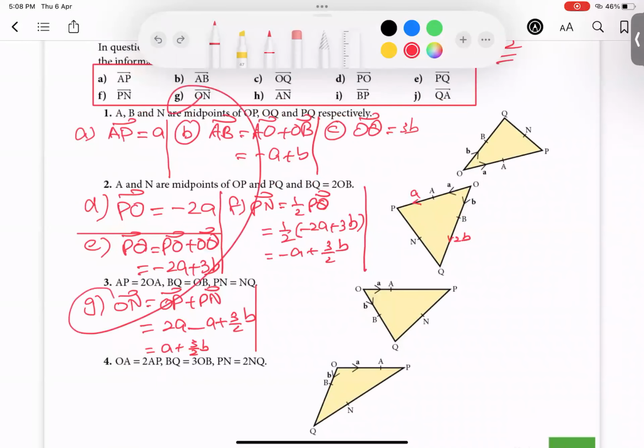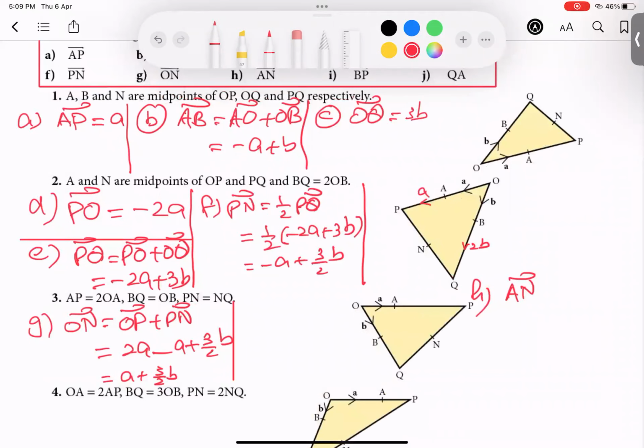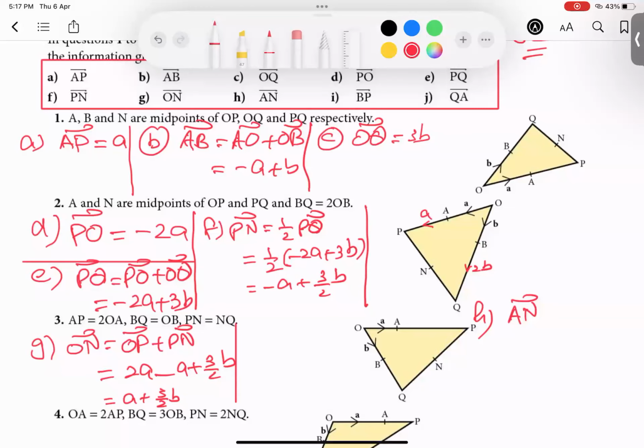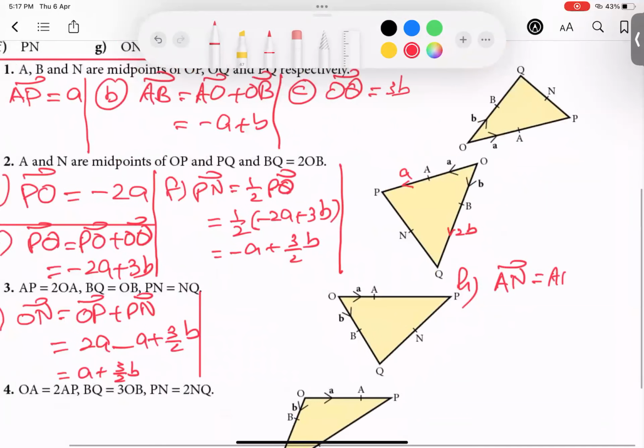G part is done. Now I'm going for H part. And what is H part, student? AN. So let's start with vector AN. Where is AN? We have starting from A, ending at N. So I can say that A to P, P to N.